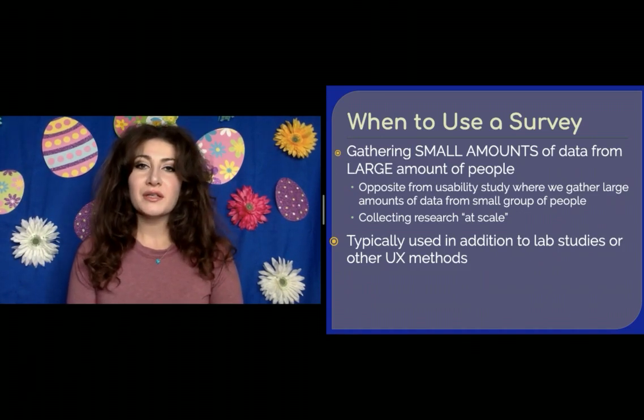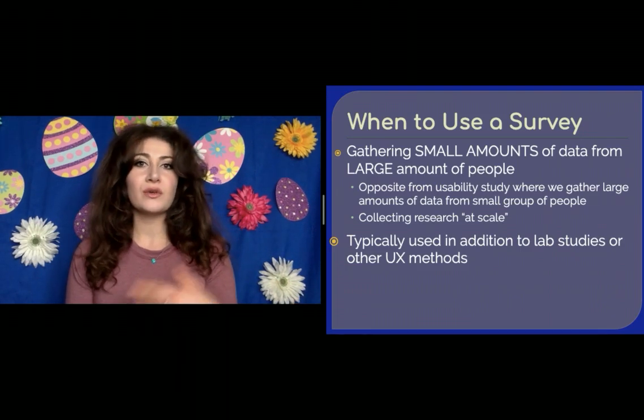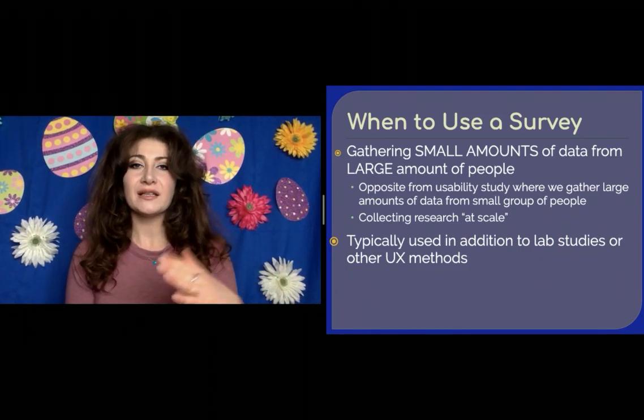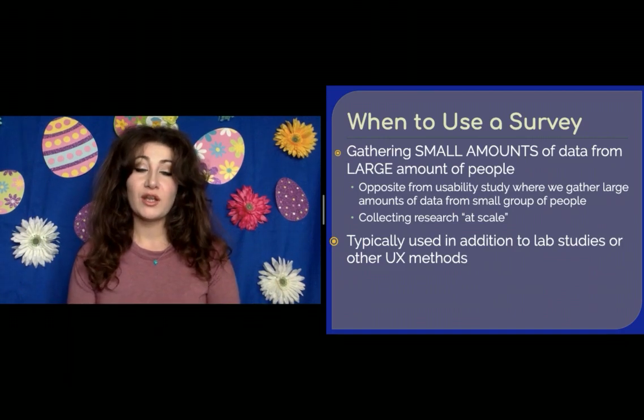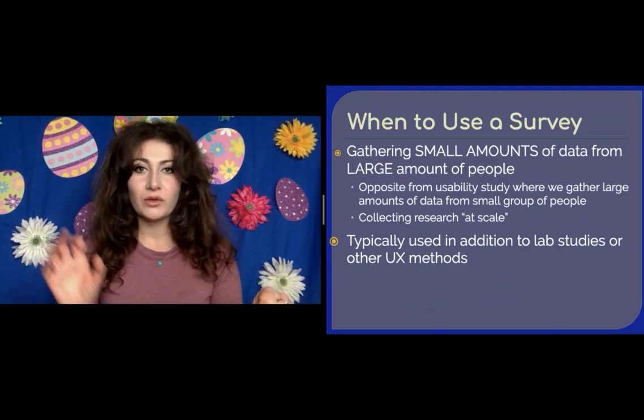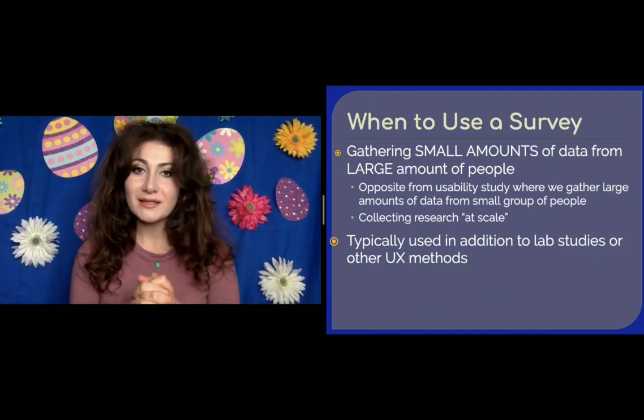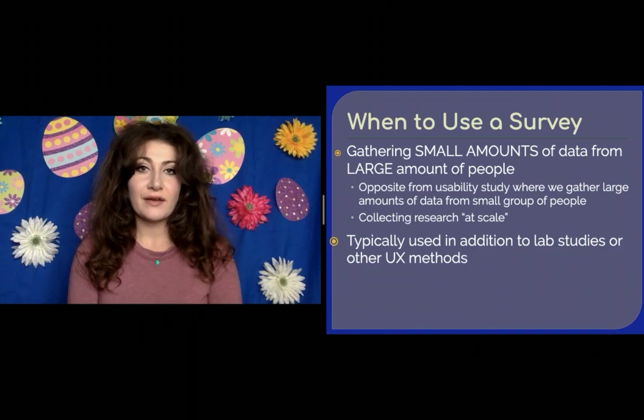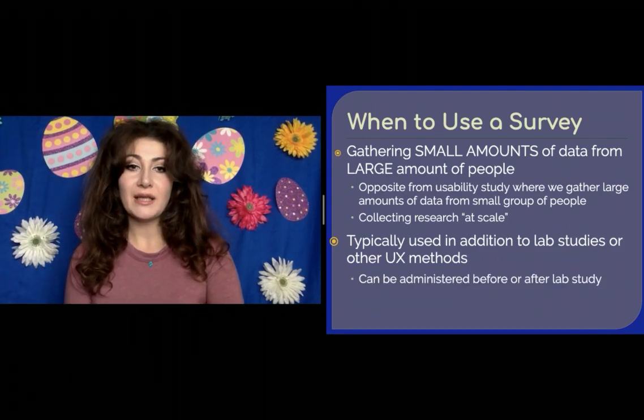So also in experimental psychology, it's not very common that we will do more than one experiment or that we will do more than one methodology within that experiment. For UX research and for human factor psychology, that's very common. And so typically a quant study will be combined with a qualitative study. So a survey can definitely be used in addition to a lab study.